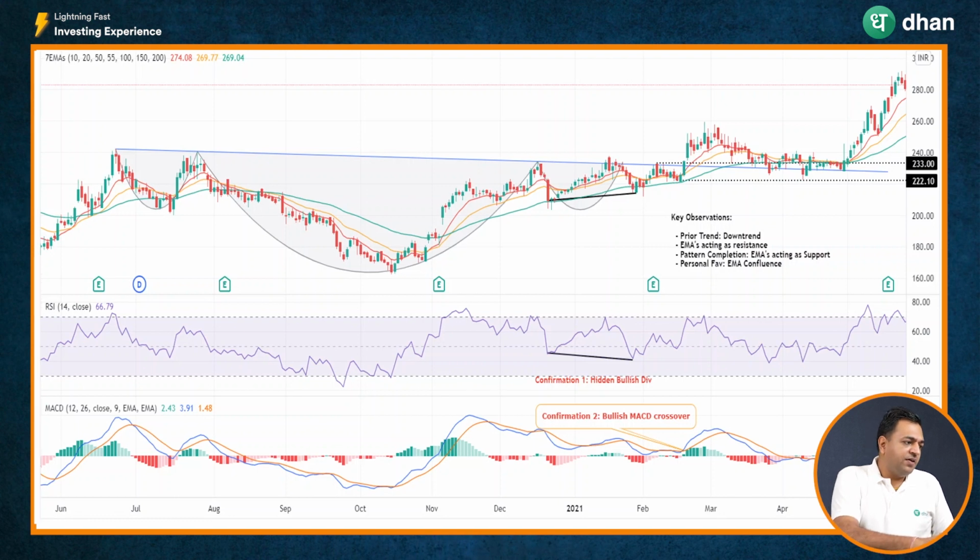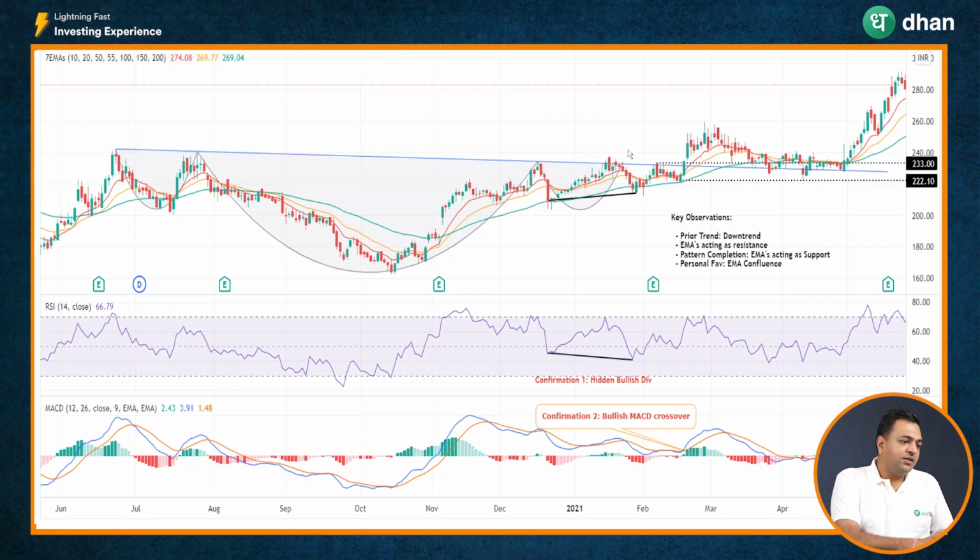Your stock should be in a visible downtrend and your EMA should be acting as a resistance. Your shorter period EMAs start converging with your longer period EMAs, and that is indicative of completion of your pattern. You can also use oscillators like RSI or MACD to further validate your view on the chart and pattern formation. So as you can see, we have a hidden bullish divergence on the RSI and we have a bullish crossover on MACD, and it is still in the positive territory.